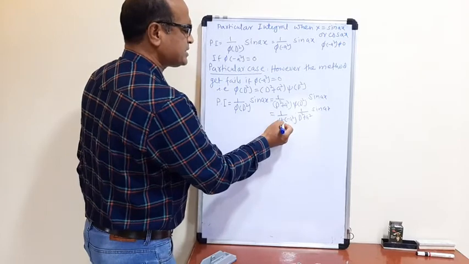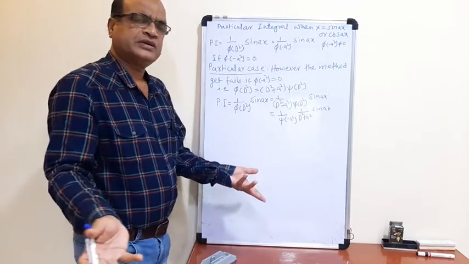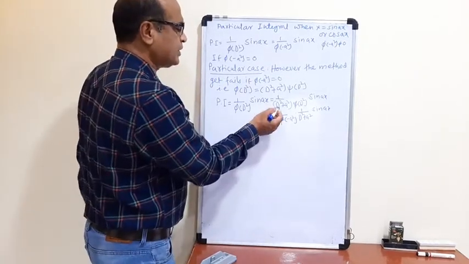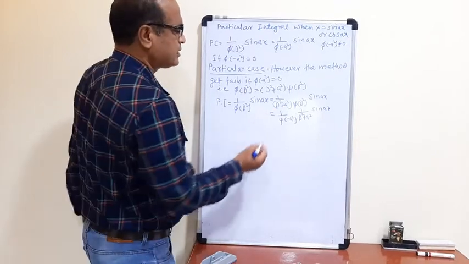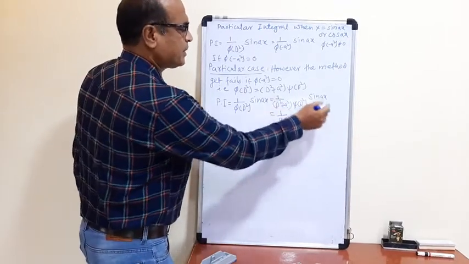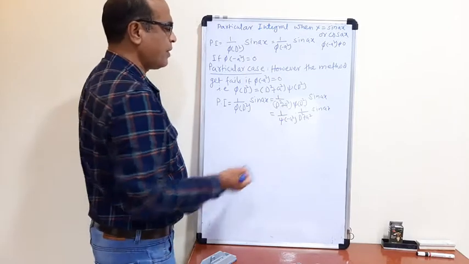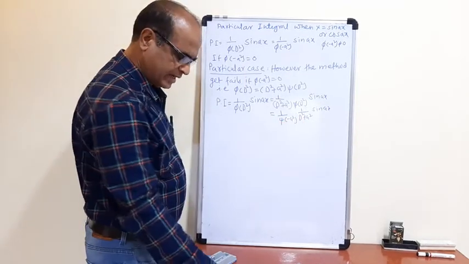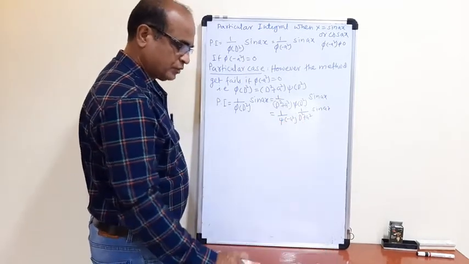Here psi of minus a square is not equal to 0, that doesn't matter. But we can't put D square equal to minus a square. So what is this particular integral, 1 upon D square plus a square, sin x? We have to find that.